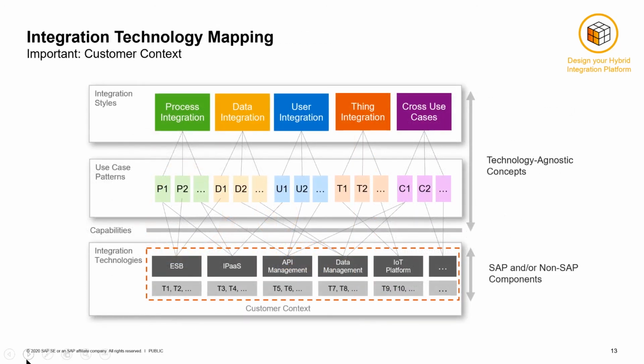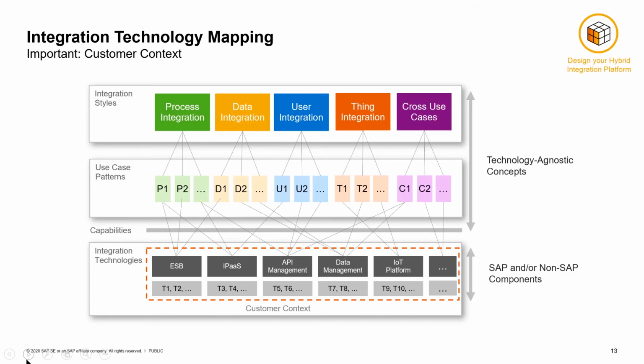Here you can see how the integration style and use case patterns can be mapped to the respective integration technology categories. Technology categories are, for instance, ESB, which is an enterprise service bus, iPaaS, which is an integration platform as a service solution, API management solution, and many more.